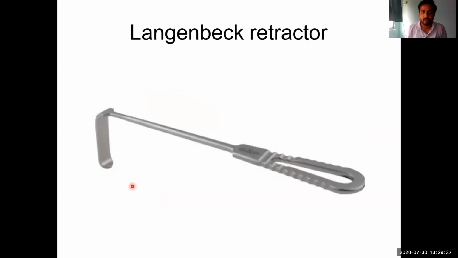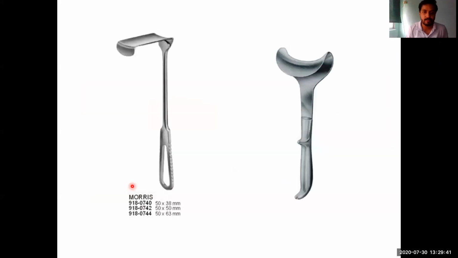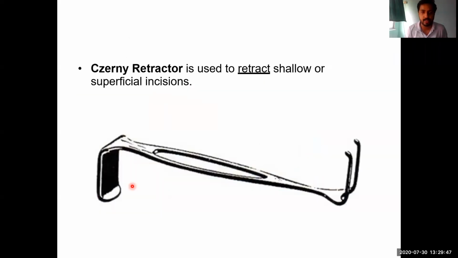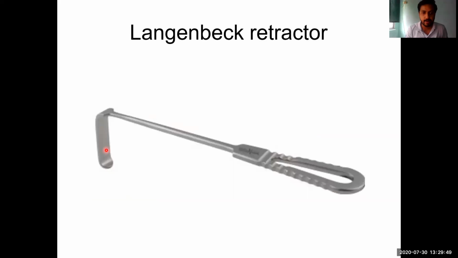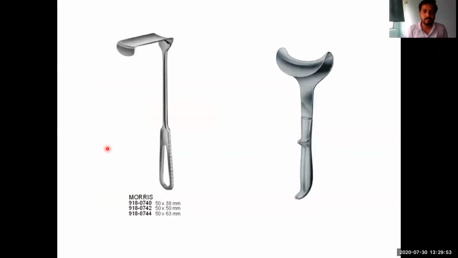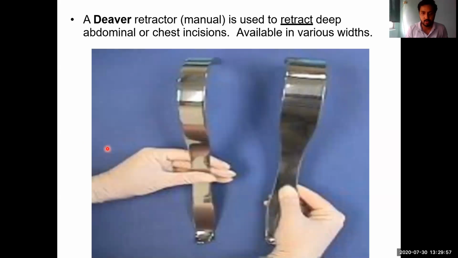This one is a Langenbeck. So how is the Langenbeck different from the Morris? See, this looks similar, but when you practically see those instruments and hold them, you can see that the Langenbeck's blade part is a little bit smaller and thinner in comparison to the Morris blade. See the tip of these two retractors.